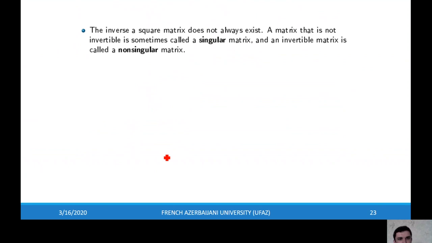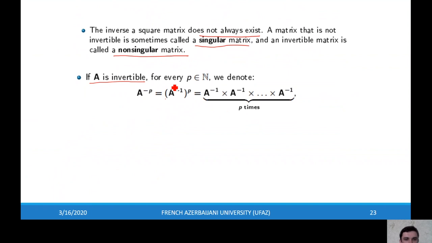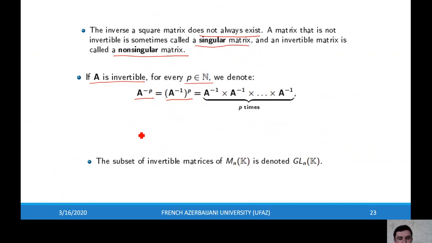The inverse of a square matrix doesn't always exist. If the matrix is not invertible, this type of matrix is called a singular matrix. If it's invertible, we use the name non-singular matrix. If A is invertible, then for every natural P, we use this notation for the P's power of the inverse matrix. And for the set of invertible matrices, we use this notation.